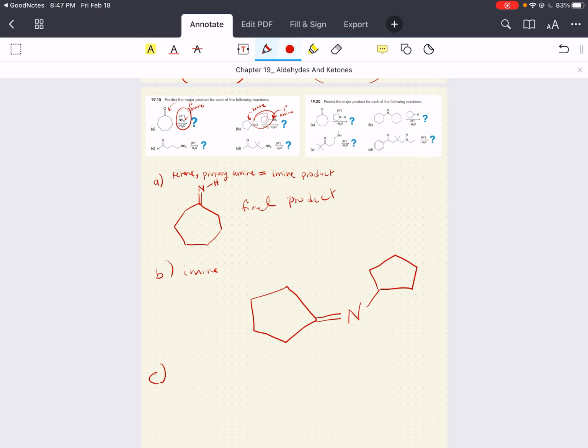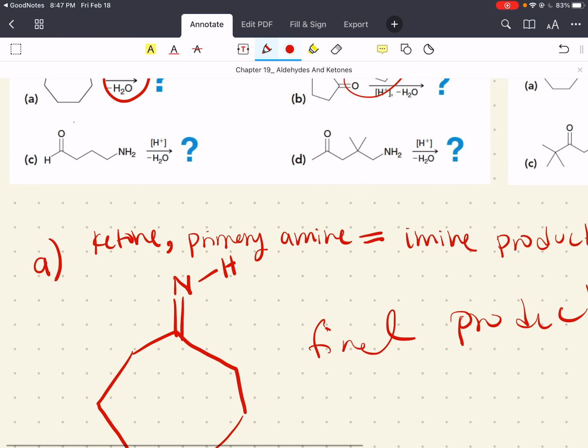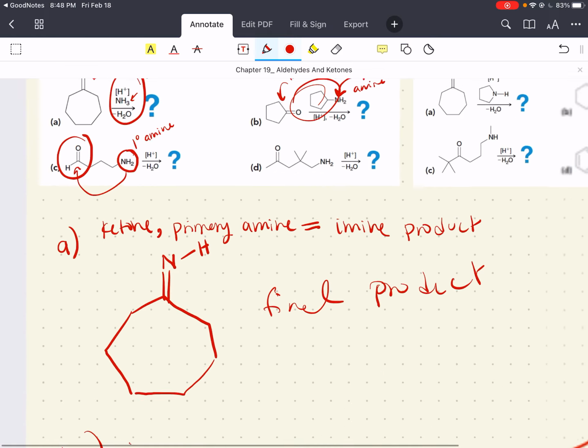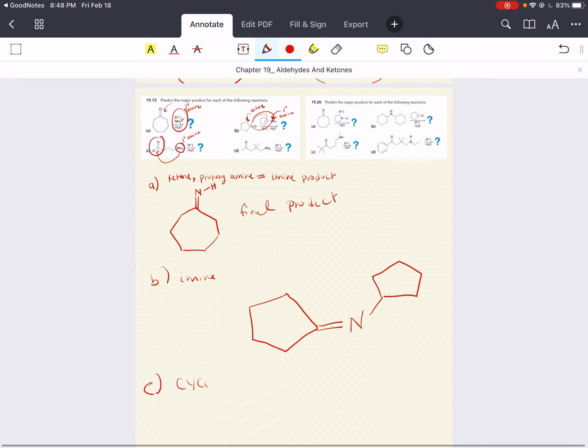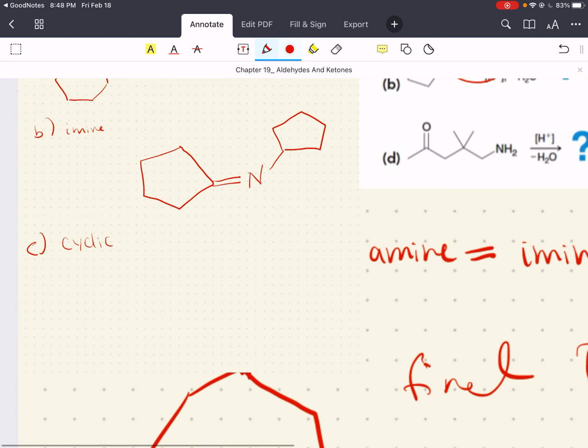Now let's do C. C is interesting, because here's our aldehyde group, and here's the nitrogen nucleophile that it's going to be reacting with. It's intramolecular, so this molecule is going to react with itself. We have our primary amine right here, and it's going to react with this aldehyde. So it's going to be a cyclic compound that we form, because one part of the molecule is reacting with the other, and it's going to form this closed ring system. Now, how do we know how many carbons it is?